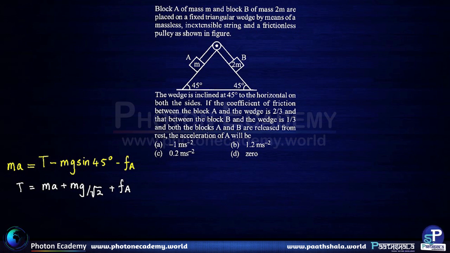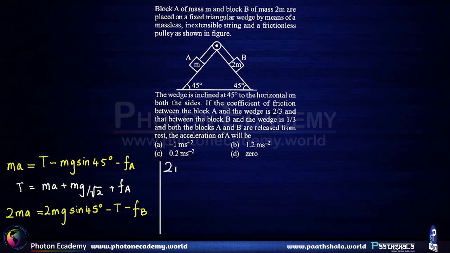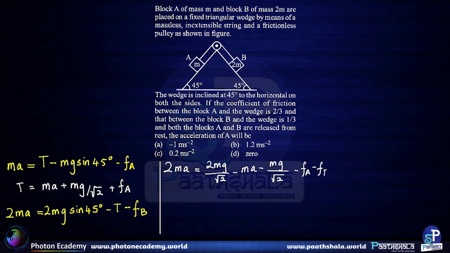Now writing the equation for block B, the net force acting on B is equal to the component of gravity acting down the slope, which is 2mg sin 45 degrees, minus tension, minus friction acting on block B. Substituting the value of tension from the first equation into the second equation, we have 2ma equal to 2mg/√2 minus ma minus mg/√2 minus Fa minus Fb, or 3ma is equal to mg/√2 minus Fa plus Fb.